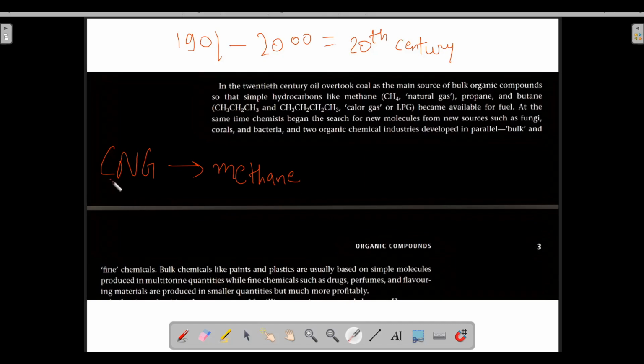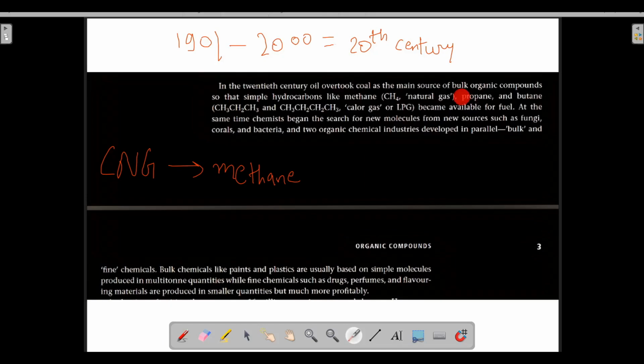So what is the full form of CNG? CNG means compressed natural gas. So methane is CH4, it is natural gas. From oil we were able to extract methane. We were also able to extract propane and butane from this crude oil.